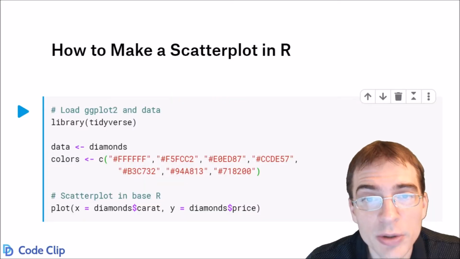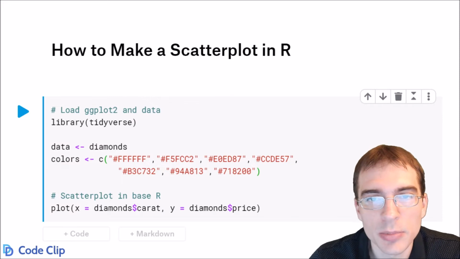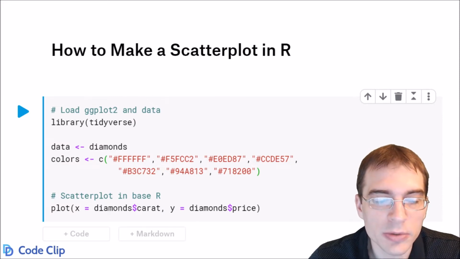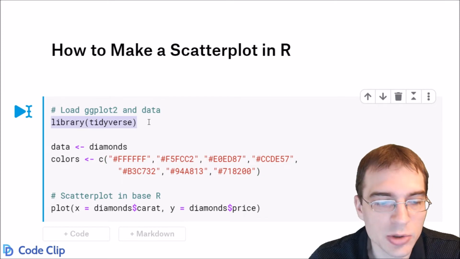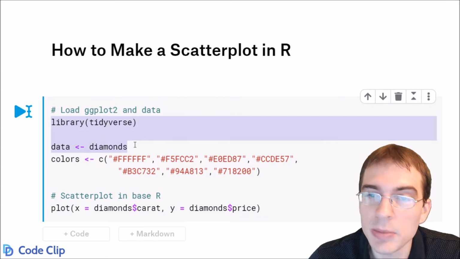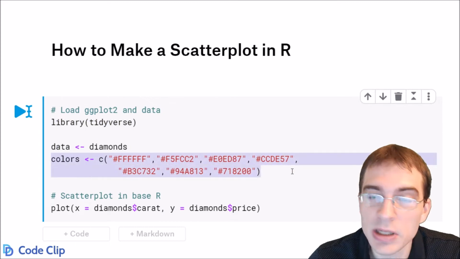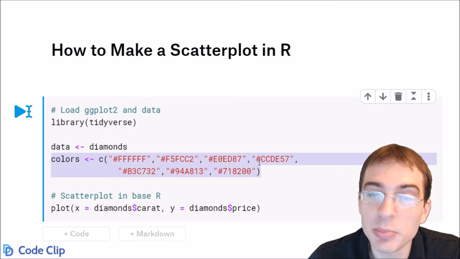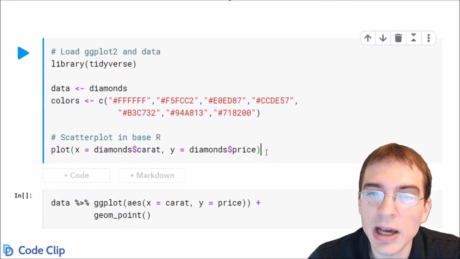In this video, we're going to learn how to make a scatter plot, both in base R and in ggplot2. So to start off, we're going to load the tidyverse, which includes the ggplot2 package. We're going to be using this diamonds dataset, and these are just some custom colors we're going to use to color some points.